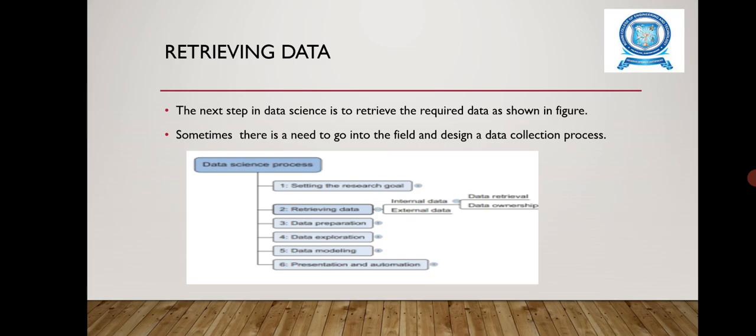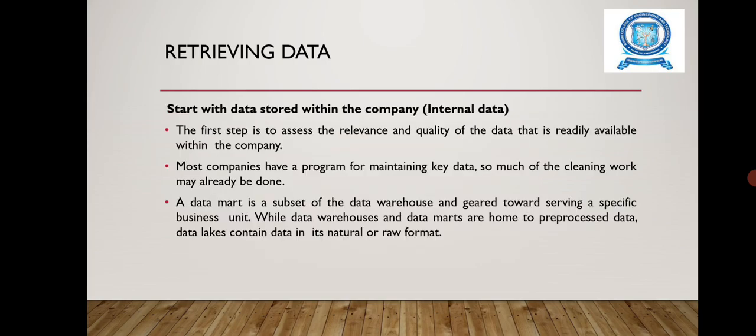Now, about retrieving data. The next step of data science is to retrieve the required data, as shown in the figure. Retrieving the data includes internal data and external data retrieval. Sometimes there is a need to go into the field and design a data collection process. First, we are going to start with the data that is stored within the company, that is, the internal data. The first step is to assess the relevance and quality of the data that is readily available within the company. Most companies have a program for maintaining the key data, so much of the cleaning work may already be done.